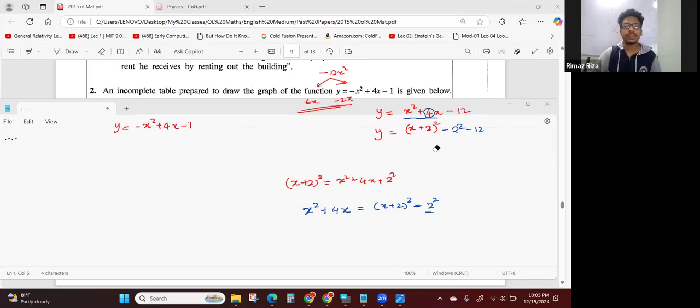Okay. So this is the first step of completing the square. So we write y equals x plus 2 squared minus 2 squared, which is 4, minus 12. So we can write y equals x plus 2 squared minus 16. Okay.